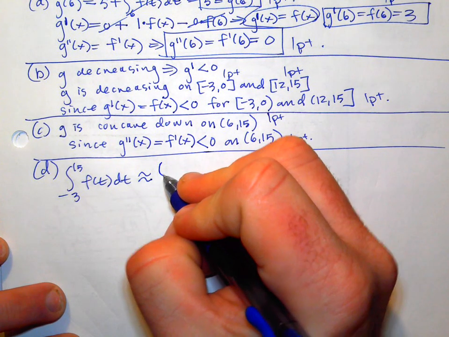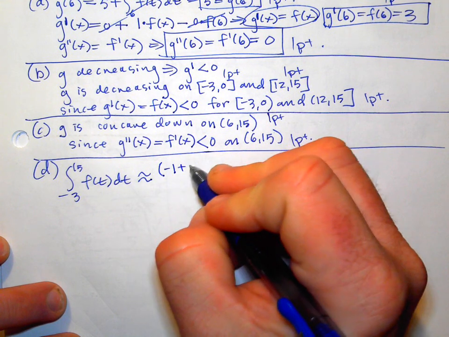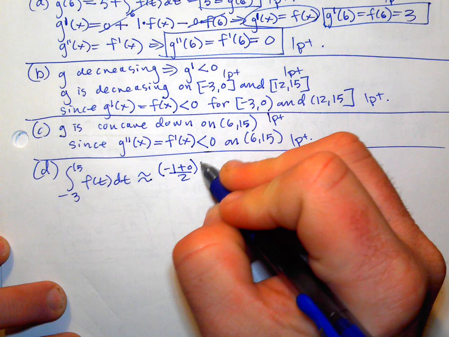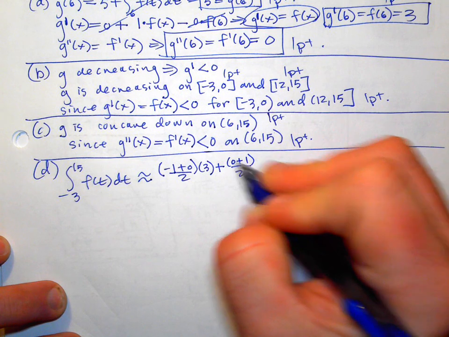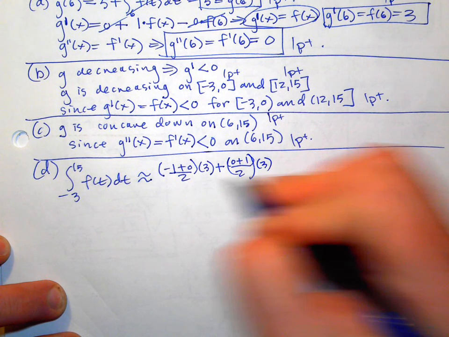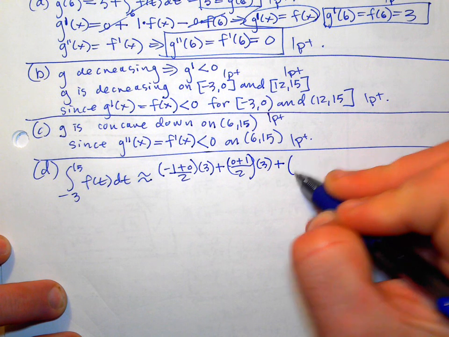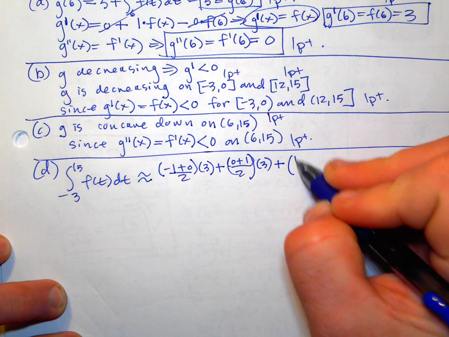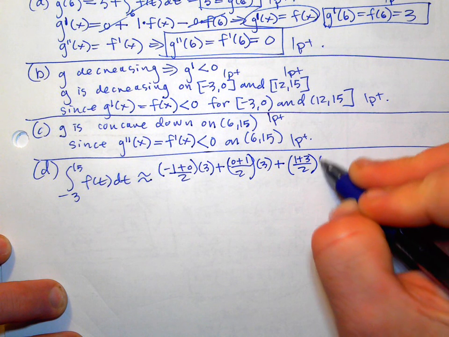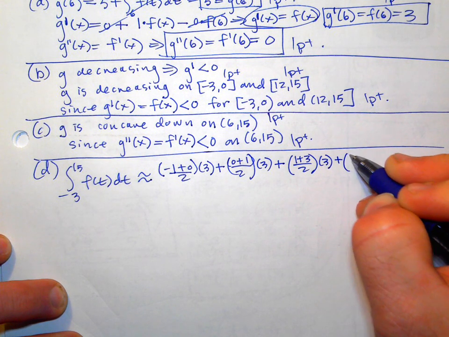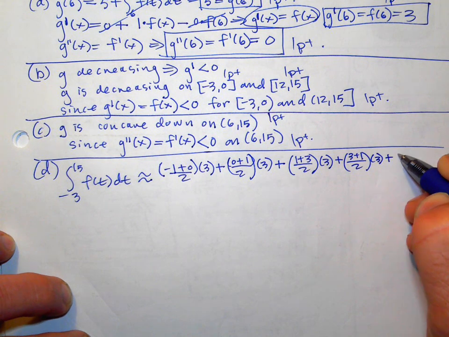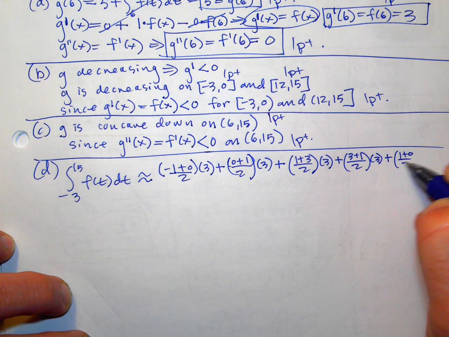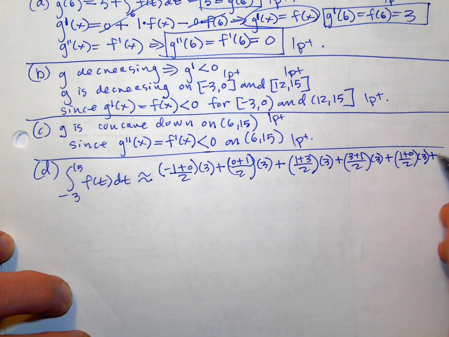Now the first one is -1 plus 0 divided by 2 times the height. The next one is 0 plus 1 divided by 2 times the height. The next one is 1 plus 3 divided by 2 times the height. The next one is 3 plus 1 divided by 2 times the height. The next one is 1 plus 0 divided by 2 times the height. And the last one is 0 plus -1 over 2 times the height.